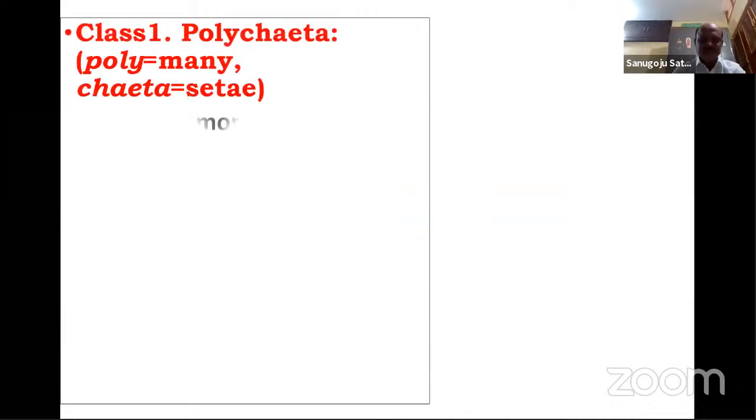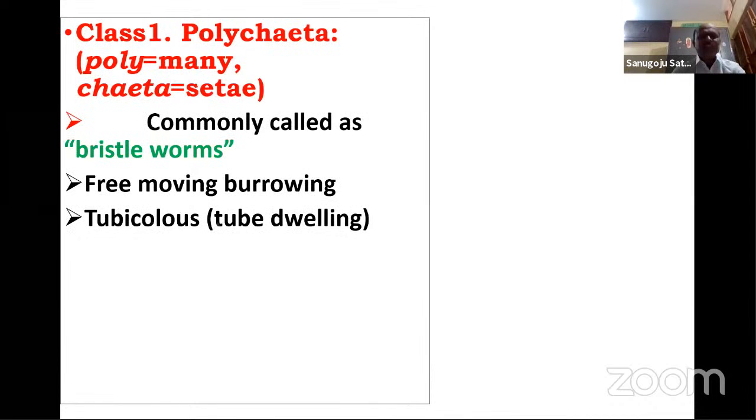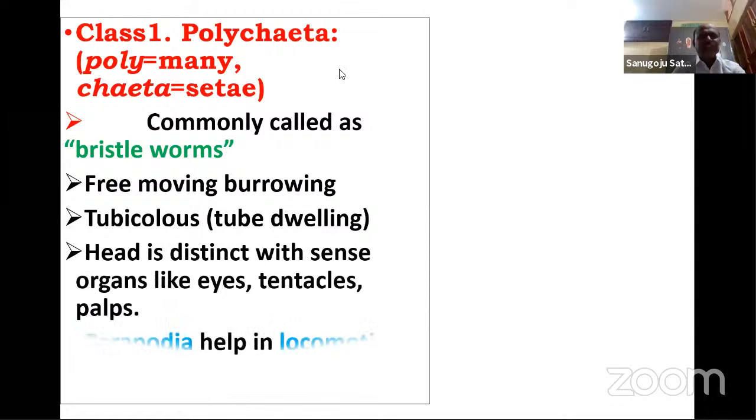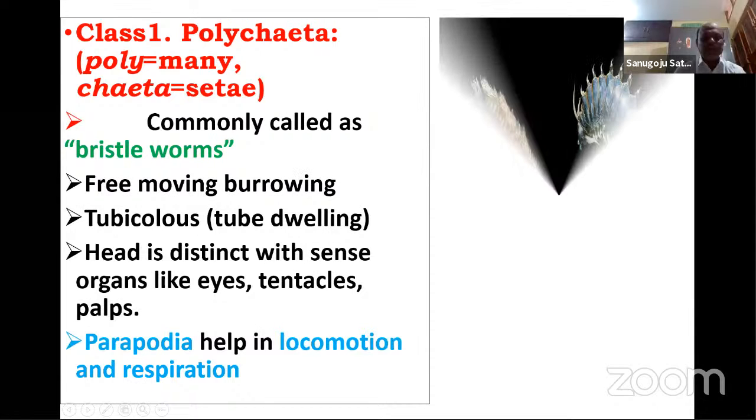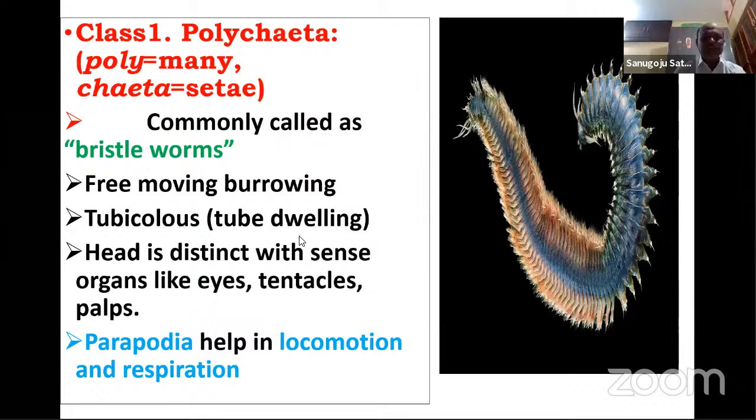We have to discuss the Polychaeta now. Poly means many, chaeta means setae. The polychaetes are commonly called bristle worms. These are free moving, burrowing in nature, and tube dwelling, that means tubicolous; they live in tube-like structures. The head is distinct with sense organs like eyes, tentacles, and palps, as we discussed in cephalization. Parapodia help in locomotion and respiration. We also discussed this in respiration, with the vascularized parapodia.